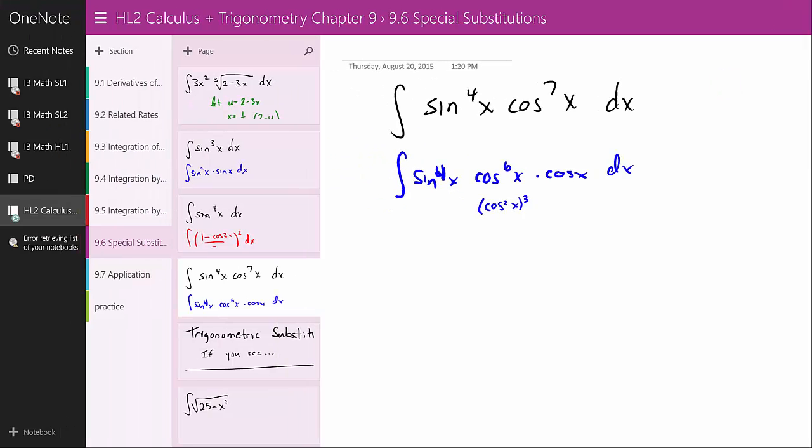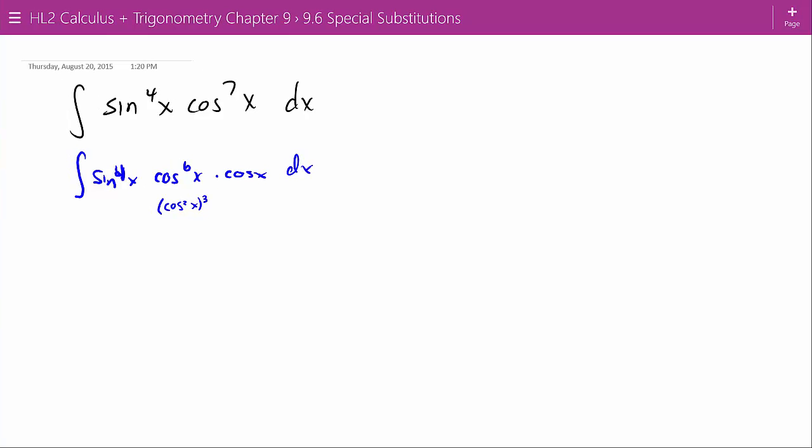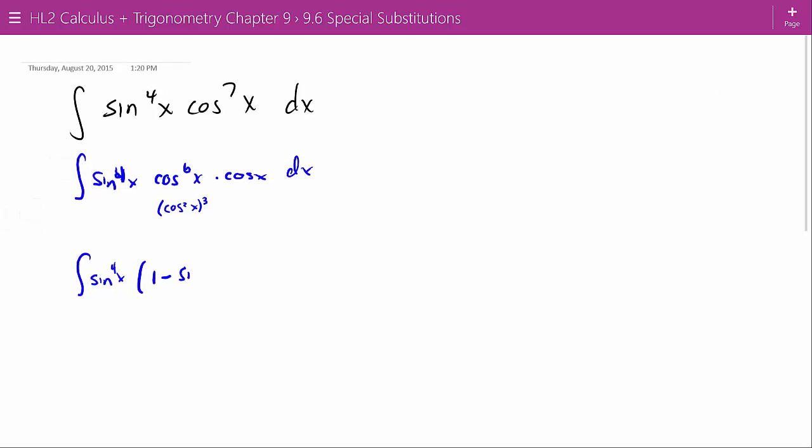When we're working with these odd trig functions, we're using a Pythagorean identity substitution. So we have sine to the 4th x times (1 minus sine squared x) cubed, cosine x dx. Oh my goodness, my head hurts just looking at this. But guys, relax. Something nice actually happens here.